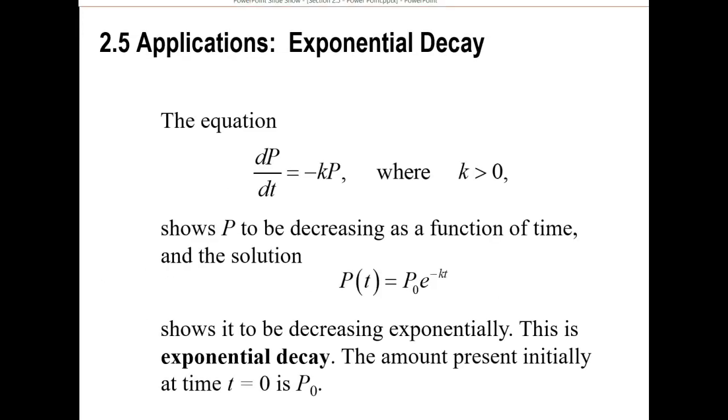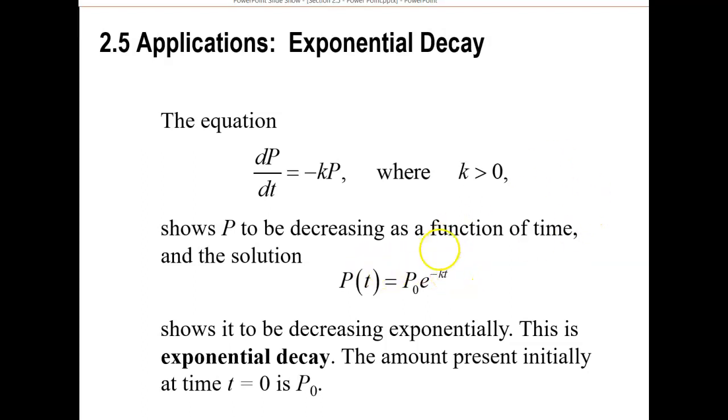All right, so our definition says the equation dP/dt, the derivative of P with respect to t, equals -kP, where k is positive. So the negative sign will guarantee that it's negative. This shows P to be decreasing as a function of time. And the solution, just like in the last section, is the initial value P naught, or P sub 0, times e to the power, this time -kt, since -k is the coefficient in the differential equation model. So this shows P to be decreasing exponentially.